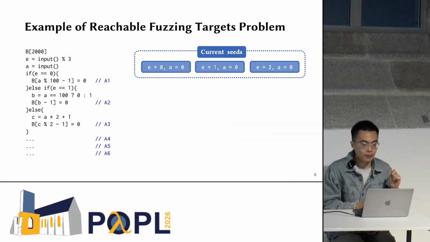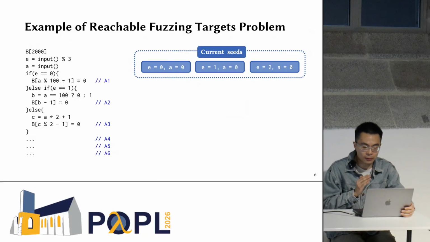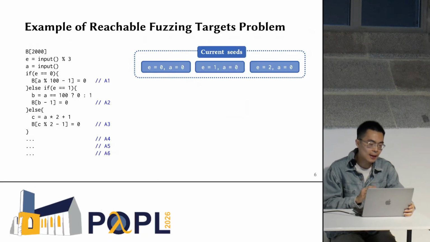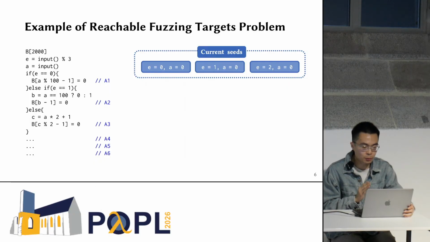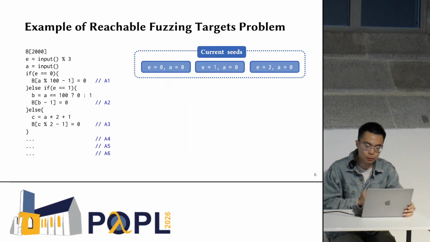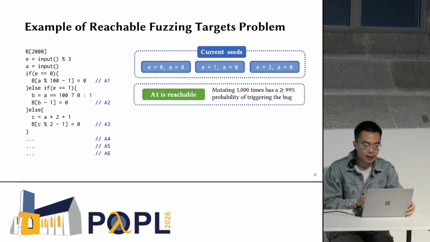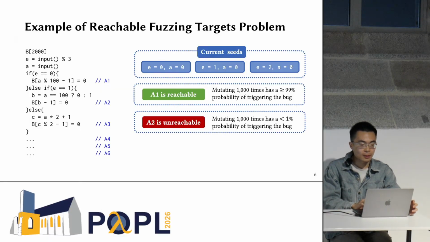Taking the above example, suppose our current seed set is E equals 0, A equals 0; E equals 1, A equals 0; and E equals 2, A equals 0. For the three targets A1, A2, and A3, A1 is a reachable target because within the given time budget, that is 1,000 mutations, the probability of triggering the bug is at least 99%.